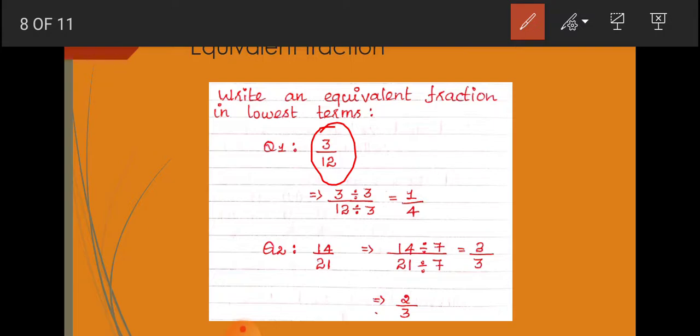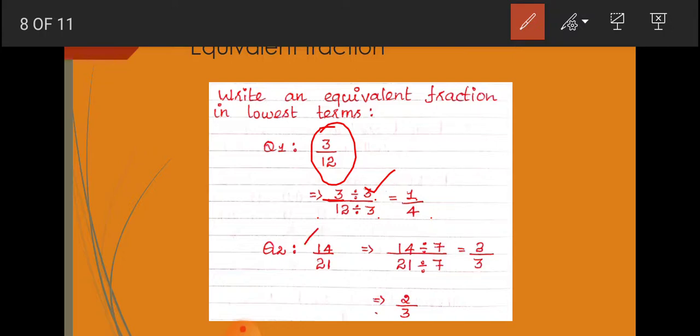Which table is possible for 3 and 12? Yes, the third table is possible. So we have to divide. Divided by 3, divided by 3. So we have to say which table? Third table. When you say the table, the answer will come 3. So 3 1s are 3, 3 4s are 12. So what is the answer? 1 divided by 4.